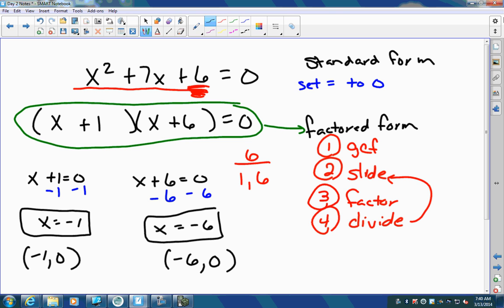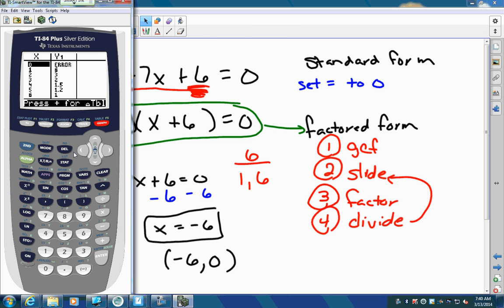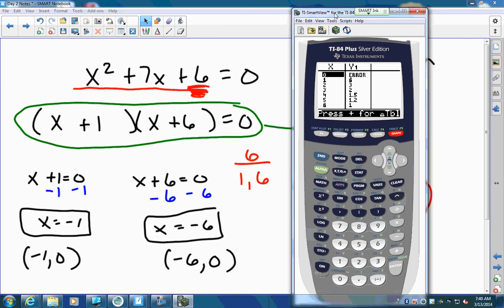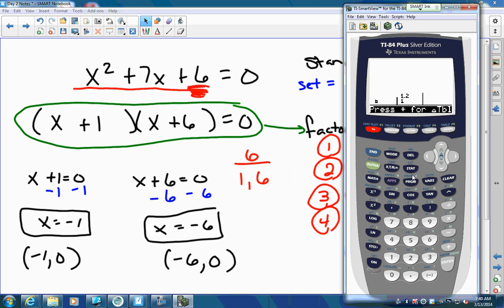Meaning that if we go into the calculator and put in y equals x squared plus 7x plus 6, and we press graph, these numbers right here are where they cross the x-axis. Those are my roots.